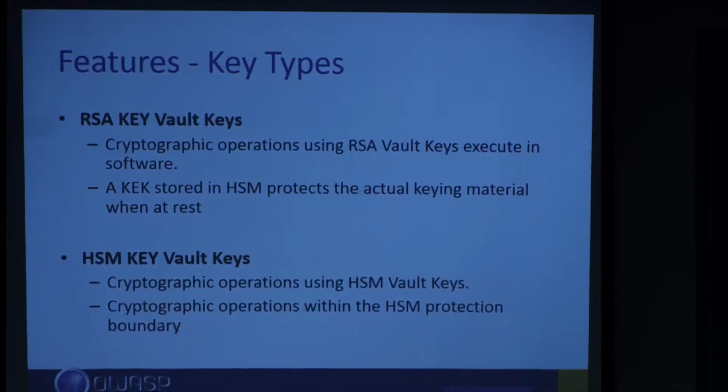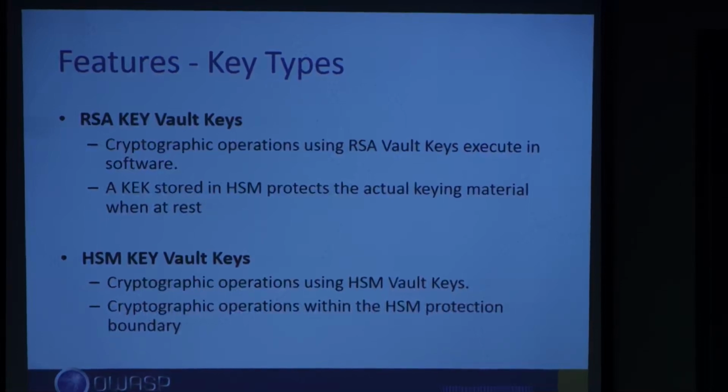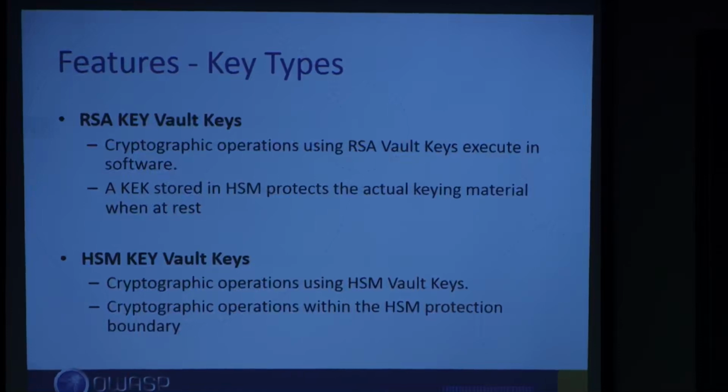They have two types of keys. One is the RSA key, Vault key. That's basically just like the way it was in Kubernetes, where the crypto operations using the RSA key in Vault are executed in software, right? And then that key itself is encrypted with a key which is in HSM. So you use the HSM to protect your keying material. And then the other one is the HSM itself, where the key is in HSM, but all the crypto operations are happening within the HSM protected boundary.